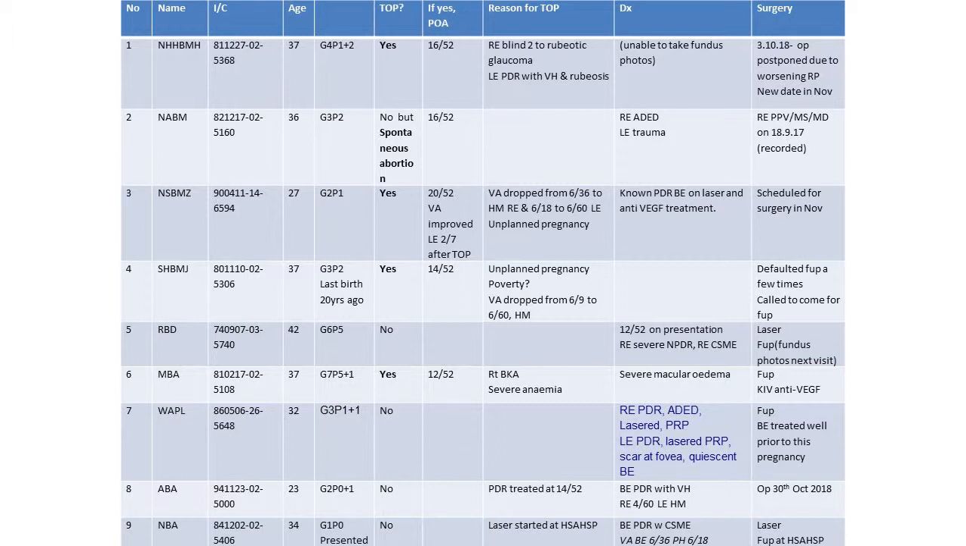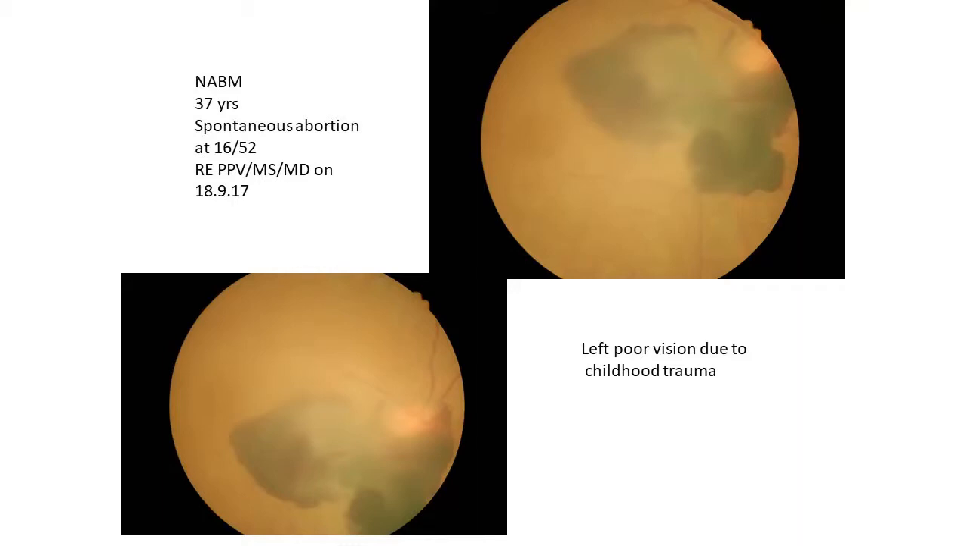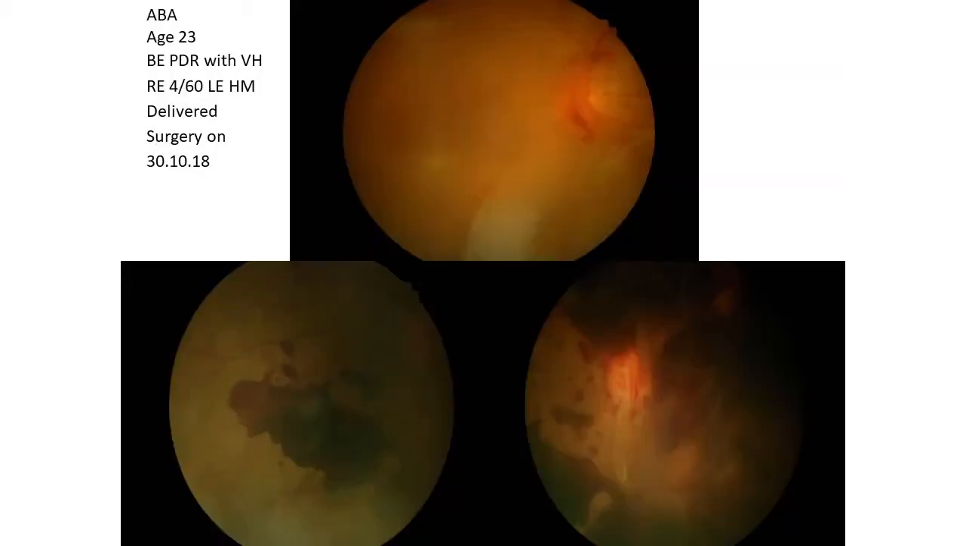Okay, just relax. Now the gross photos. Remember the normal photos? This is one of them, 37 years old, the one with spontaneous abortion. I'll be showing you the video later. She has blood covering the macula, and she could not see. The left eye, she had trauma as a child, so she was practically blind at that time. Second patient, age 23. When she came, this is bleeding, hemorrhage in the eye. Look at how bad it is. This is the right, this is the left. She has delivered, and she is scheduled for surgery on the 30th of this month.